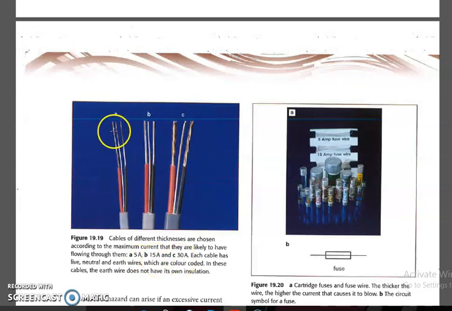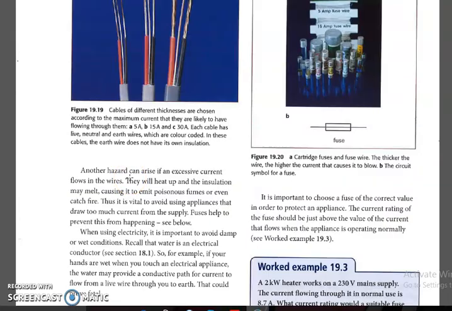Here there are three wires: a live wire, a neutral wire and an earth wire. The live wire carries electric current to the appliances. It has a high voltage. The neutral wire completes the circuit by forming a path for the current back to the mains, and it is usually at 0 volts.